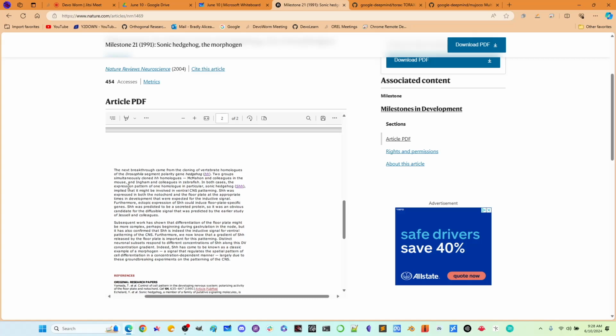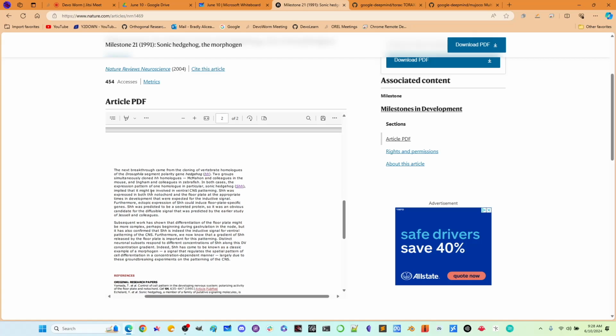In both cases, the expression pattern of one homolog in particular, sonic hedgehog, implied that it might be involved in ventral CNS patterning. So there was this polarity gene hedgehog in Drosophila, and then they found the homolog and called it sonic hedgehog, at least that was the name they gave it, because at the time that was a popular character in a video game.